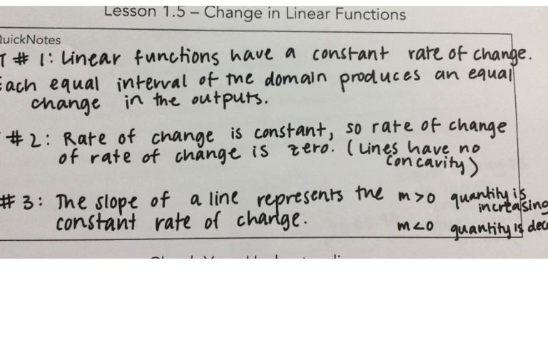And then 3, the slope of a line represents the constant rate of change. If the slope is greater than 0, that means the quantity is increasing. If the slope is less than 0, the quantity is decreasing. So again, some very simple ideas that you're familiar with, just writing them down. Once you get finished with the learning targets, like I said, I don't care how much of those you write, but I definitely want you to write this one. You need that sentence. That's going to be used over and over again.